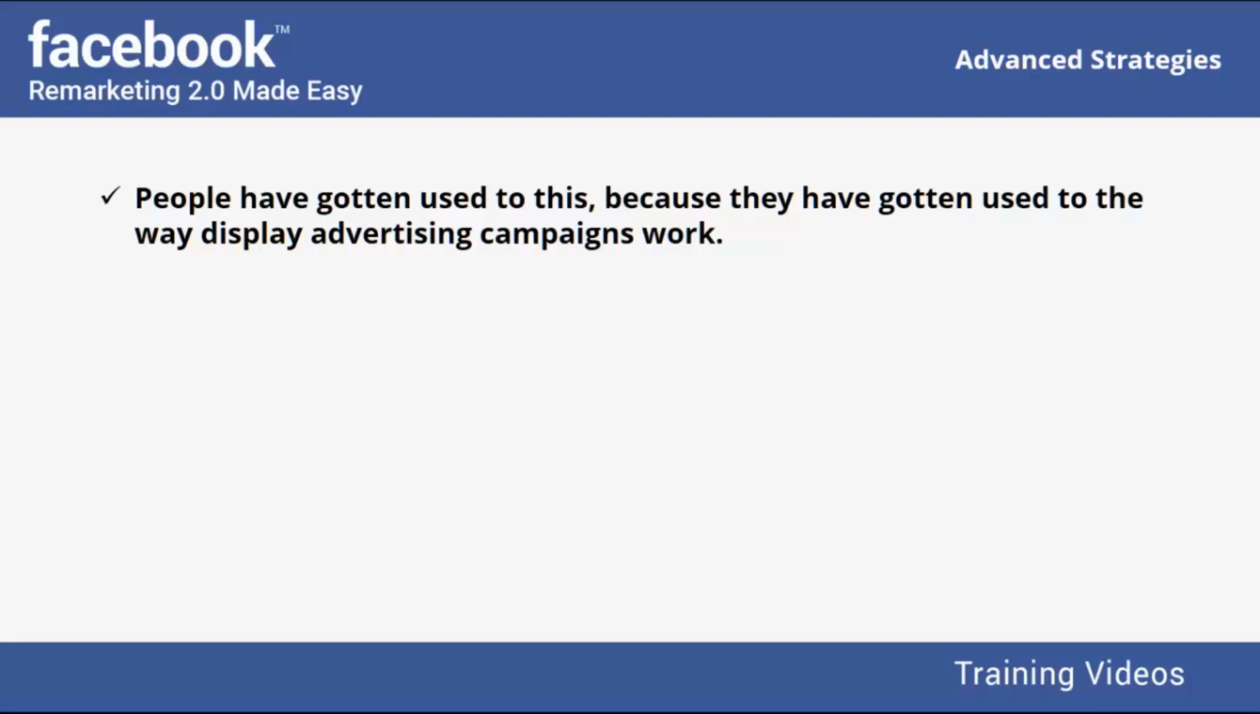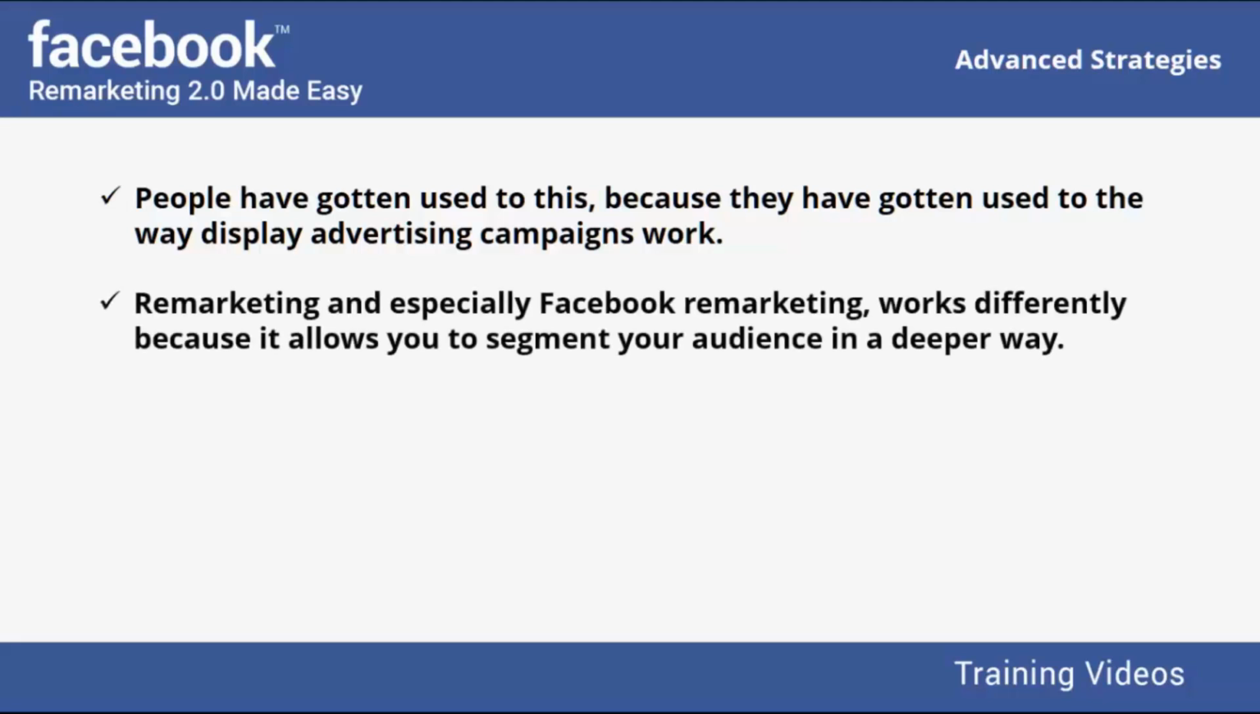You can create some pseudo-segmentation by telling a display platform to only show your ads on certain pages and countries, but that's about it. Remarketing, and especially Facebook remarketing, works differently because it allows you to segment your audience in a deeper way. It means that you have control over who to target based on interests, locations, demographics, and other categories that you decide to target.